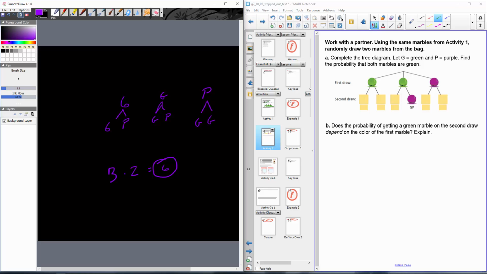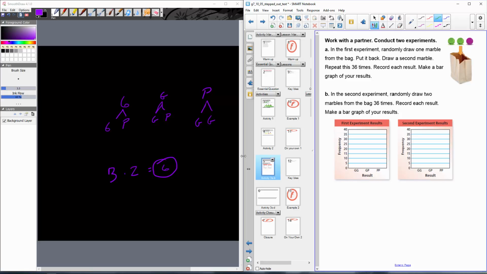If I have a green marble here, I have a 1/2 chance of getting a green. If I get a purple first, I have a total chance. It's going to happen. I'm going to get a green. So these are dependent events. I don't put it back in the bag. So this is something we'll do in class where you'll actually go through and try to randomly select different marbles, and we'll see how it works and what your results are.